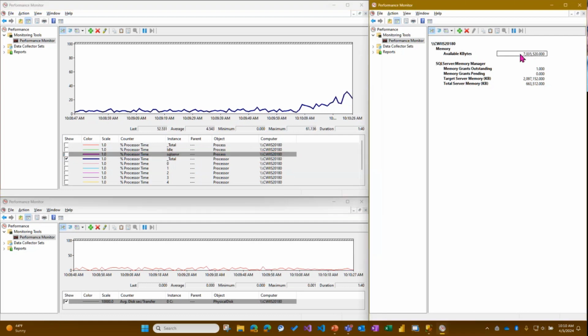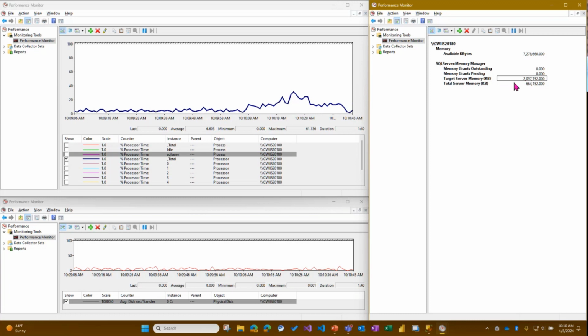We see that the available memory in my laptop is down. Actually, it's down around that 7 gigs. Decreased a little bit. Memory grants outstanding is now at 1, so there is that one query running that we started. Memory grants pending is 0, so there's none waiting in line for memory.